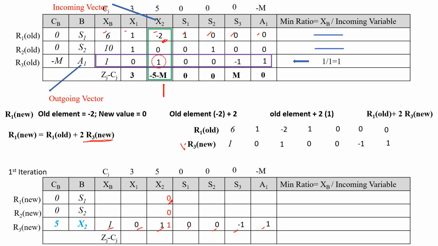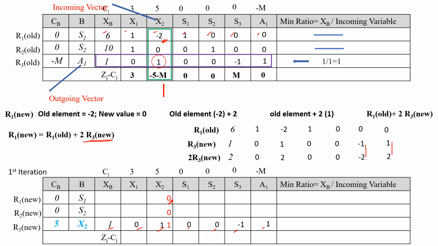So I have to multiply by 2. 2 R3 new becomes 1 into 2, it is 2. Then 0 into 2, 0. 1 into 2, 2. 0 into 2, 0. 0 into 2, 0. Minus 1 into 2, it is minus 2. 1 into 2, it is 2.